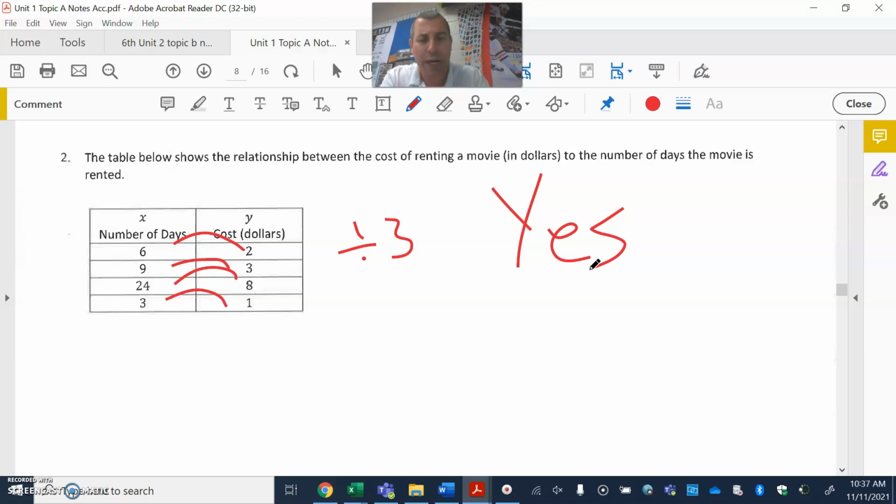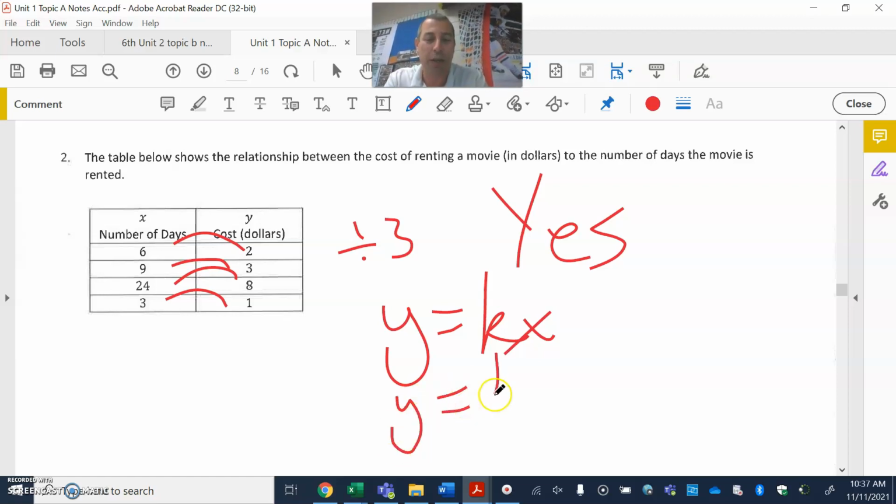But if we were asked to write our equation out, we use y equals kx. What's our constant here? We're dividing by a 3rd. It has to be a multiplication problem. So how do you divide fractions? You multiply by the reciprocal. So my equation would be 1/3 times x. So again, something to keep in mind.